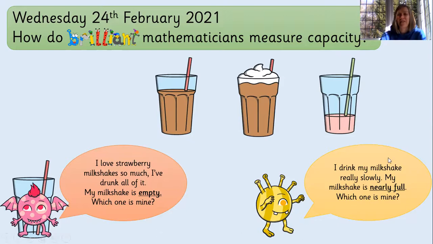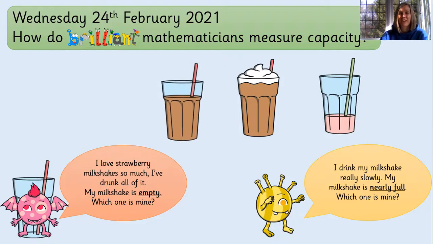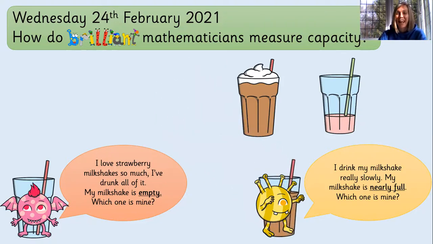Let's have a little look at this yellow monster. Let's see if we can help the last monster out. I drink my milkshake really slowly. My milkshake is nearly full. Which one is mine? Oh, so he enjoys his milkshake so much that he drinks it super slowly. Can you point to the one that is nearly full? Let's have a look. Oh, it's a chocolate milkshake again, and it is nearly full.